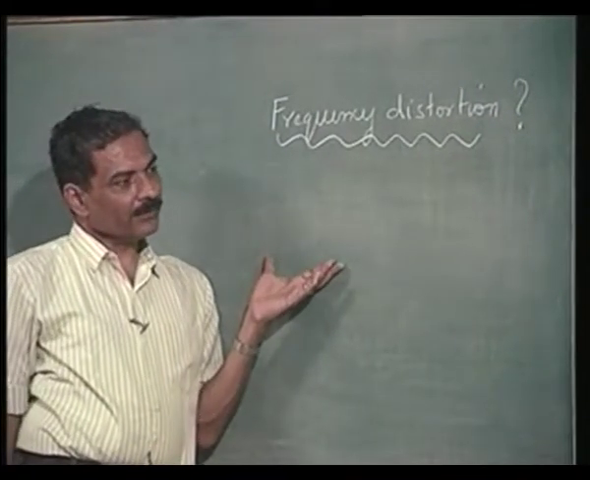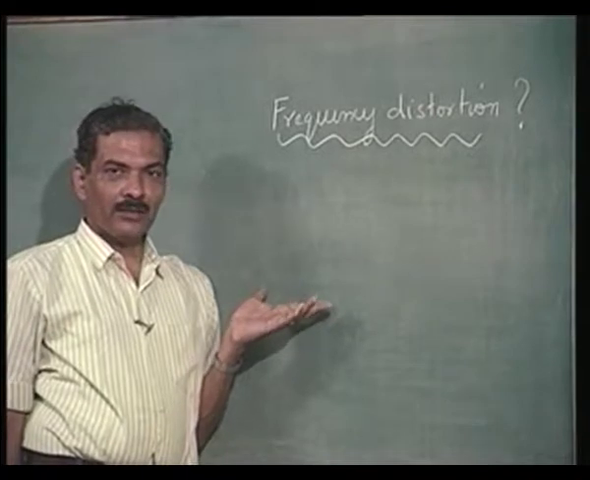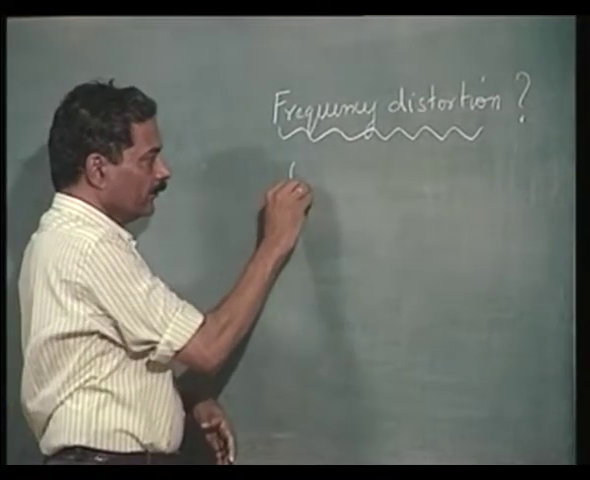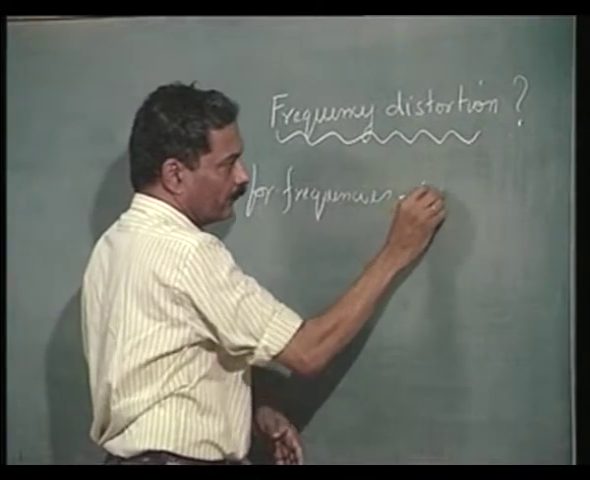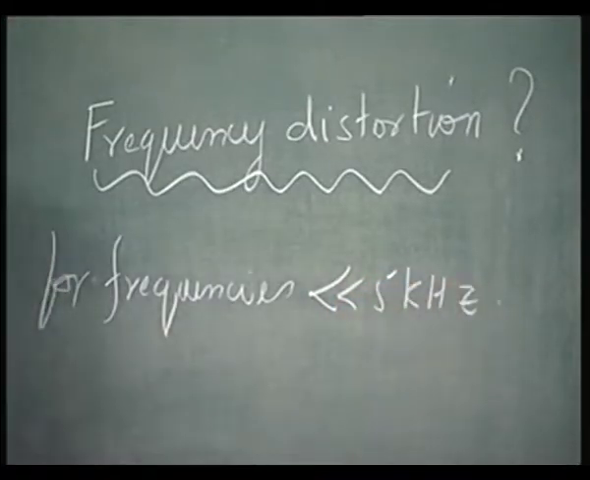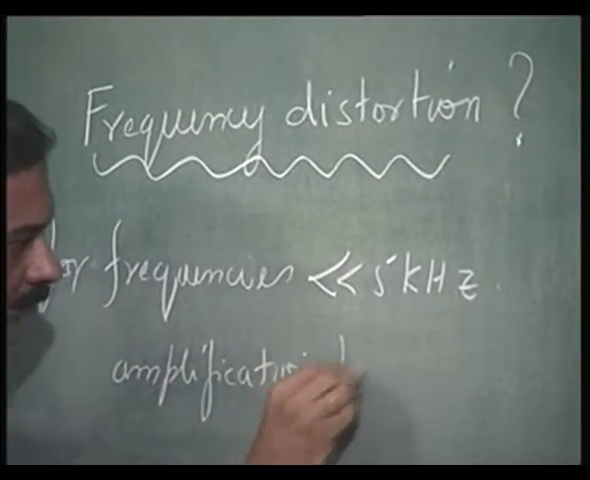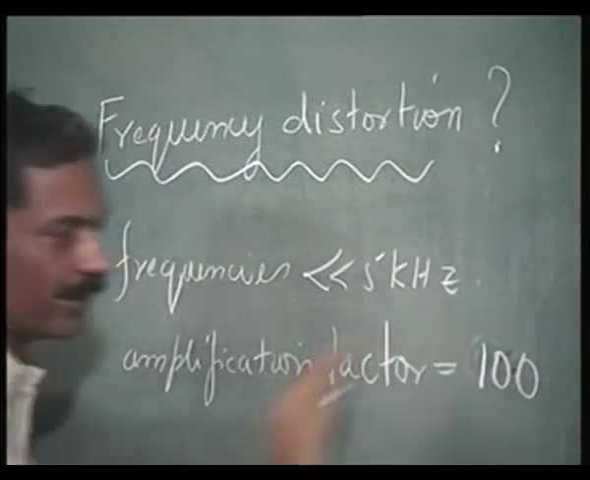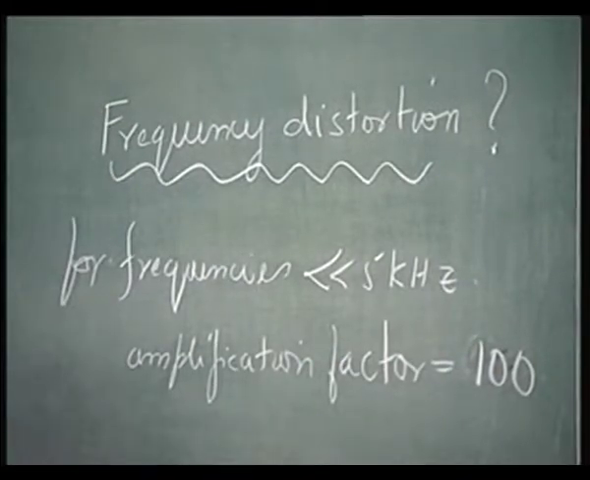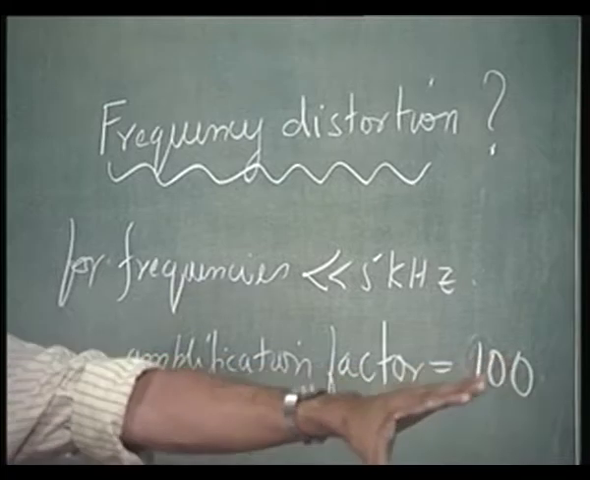That means for frequencies much less than 5 kilohertz in the example, all frequency components, the amplification factor, which is equal to 100 in this case, remains constant, whereas for frequencies around 5 kilohertz and much beyond 5 kilohertz, it is going to be different for different frequencies.